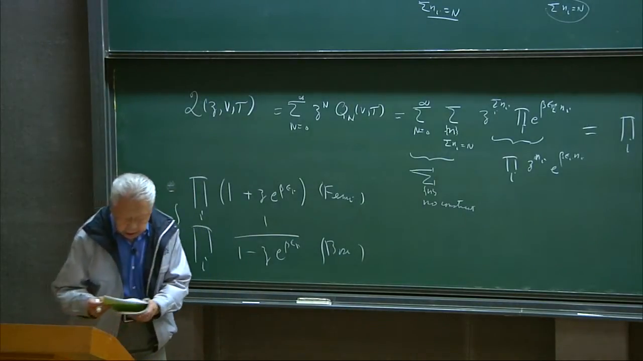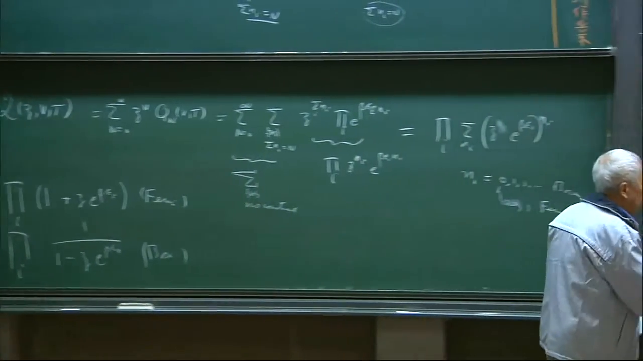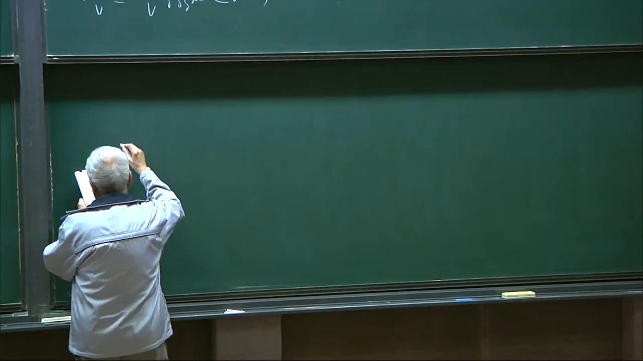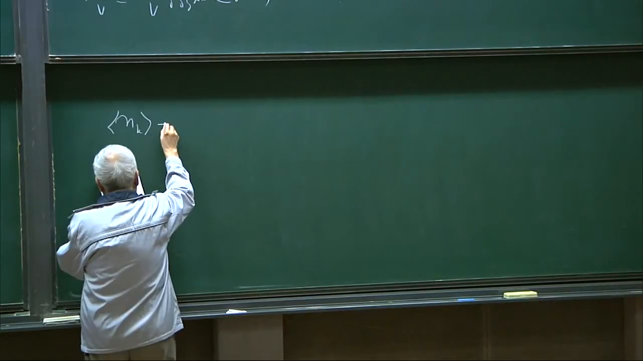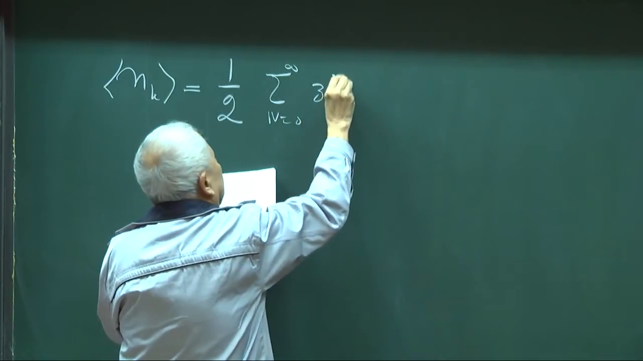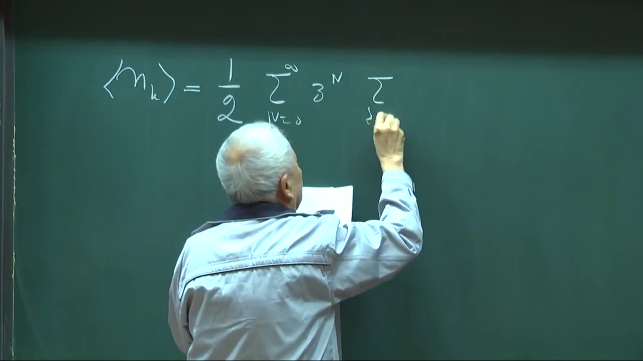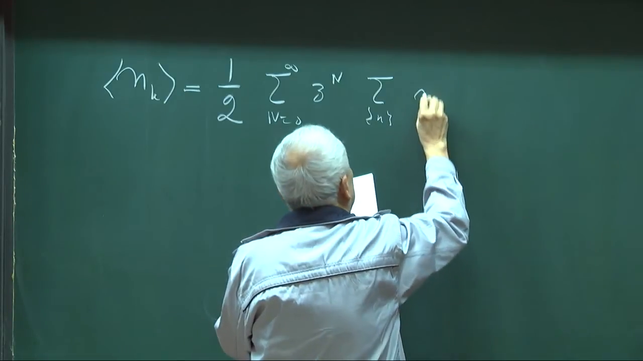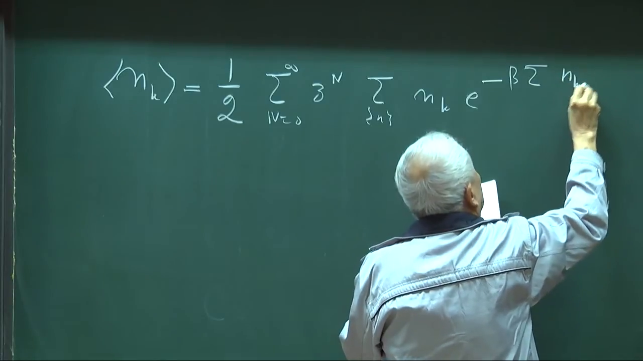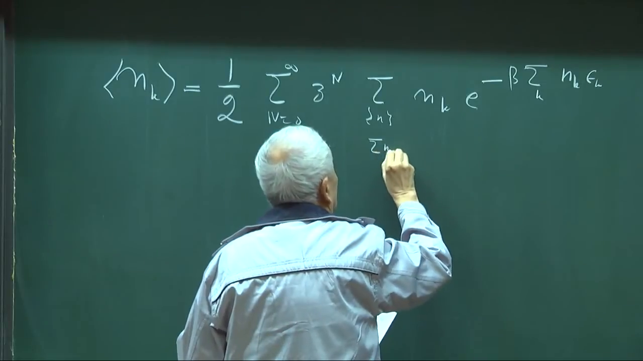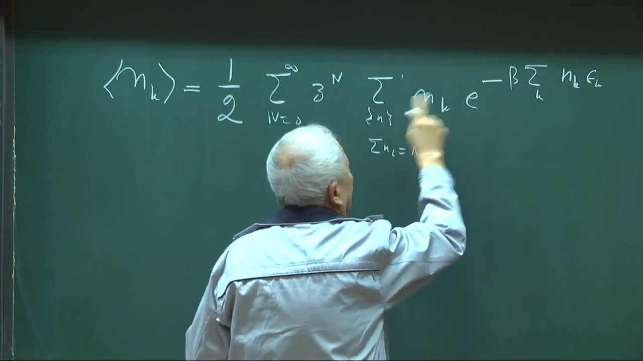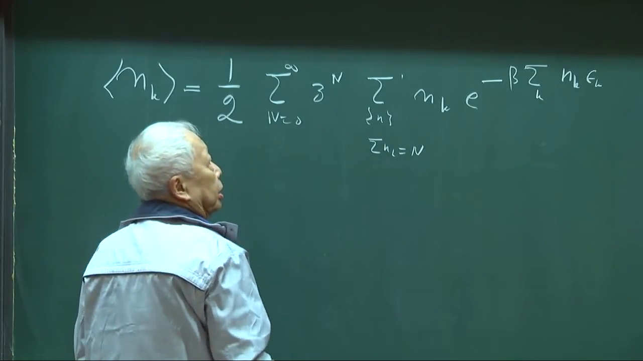Well, we get it by just computing the ensemble average of the occupation number. That is, in this approach, you would say that the average of n_k is just equal to 1 over the grand partition function times the summation over N from 0 to infinity of z to the N times the summation over the n's of n_k e to the minus beta summation n_k epsilon_k, and this, of course, is with the constraint, the prime here. This is the definition. Here's the average over the canonical ensemble, and then we sum over N to get the grand canonical ensemble.